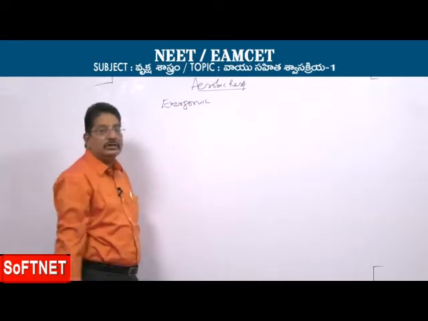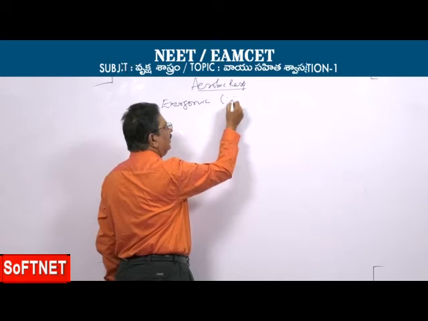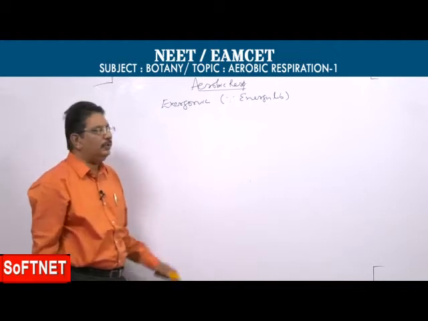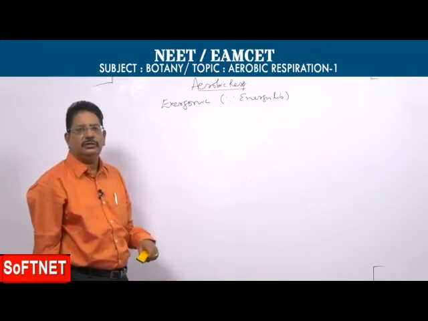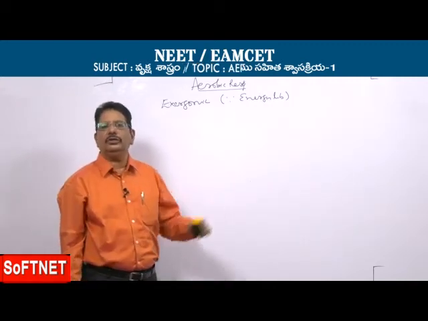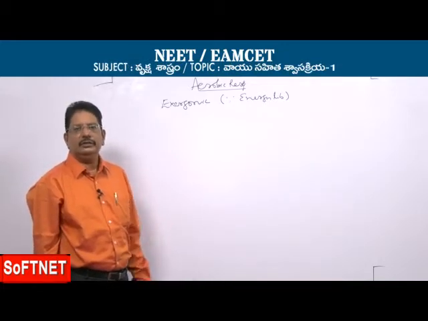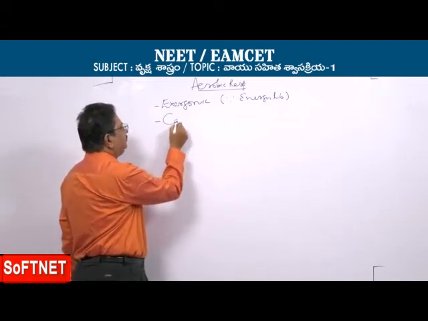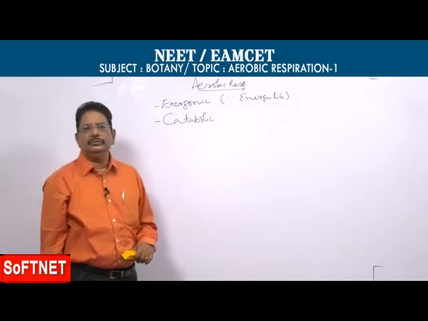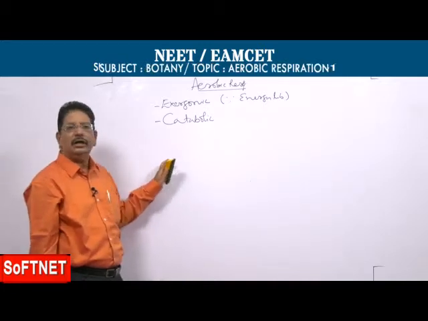Why is it called an exergonic process? Since energy is liberated. As energy is liberated, one can call this metabolic process an exergonic process. And during this respiration, what happens? Glucose is broken down into simple molecules. That means food is going to be destructed. So, one can call it a catabolic process.